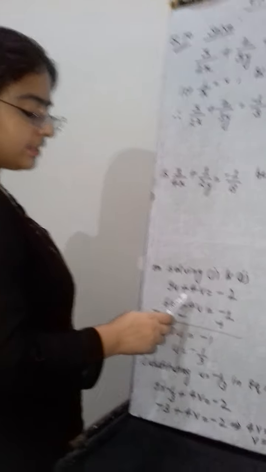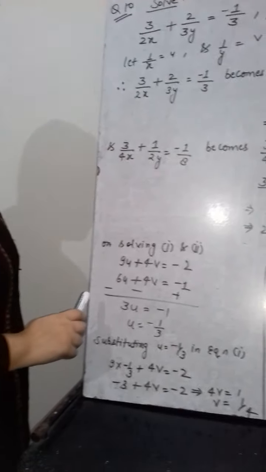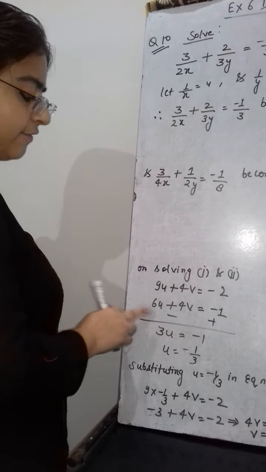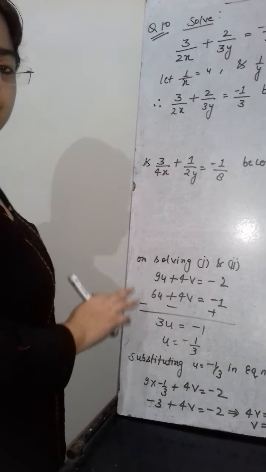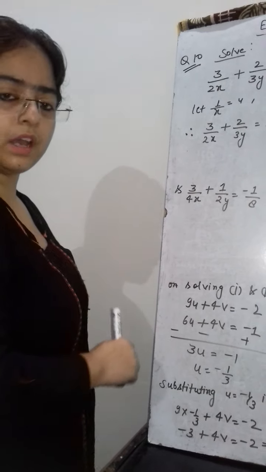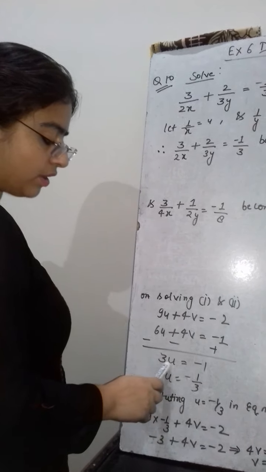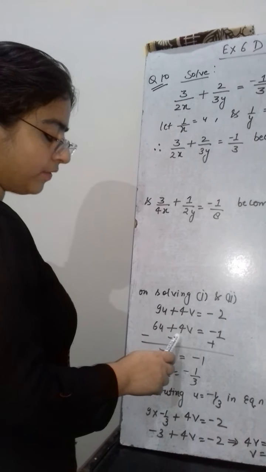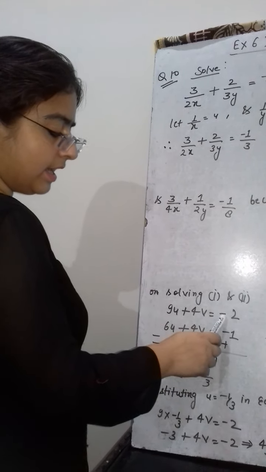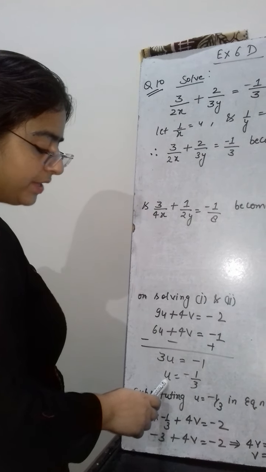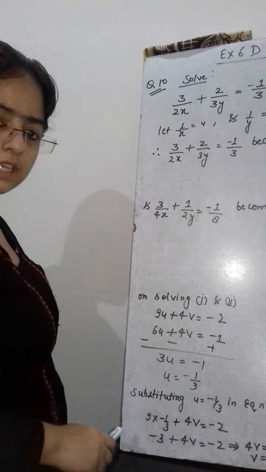Now you can see the second term of both the equations is already equal, so we no need to multiply by any suitable number in the given equations. We will only subtract the second equation from the first one. So finally we get 9u minus 6u equals to 3u, plus 4v and minus 4v will be cancelled, and minus 2 plus 1 is minus 1. So the value of u is minus 1 upon 3.